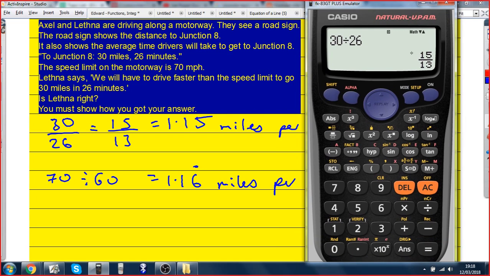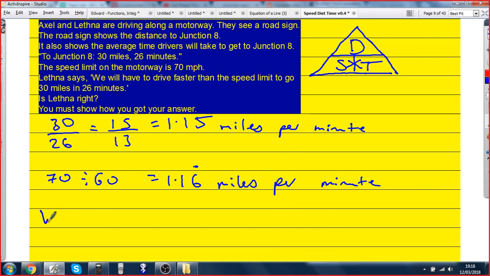They won't have to go for... Yeah, so... yeah, go on. So I'll write down won't have to break speed limit.